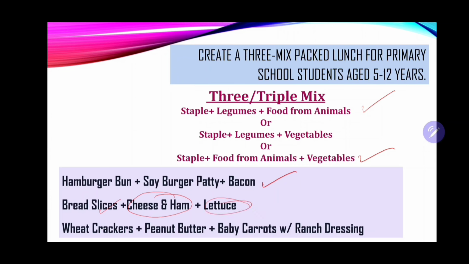Now the final suggestion is wheat crackers, which is a staple, peanut butter, where the peanuts come from the legume group, and also to add some vegetables, we could have baby carrots with some ranch dressing, right? So this final suggestion would be staples, legumes, and also vegetables, which would take away the third one there. So you can be versatile.